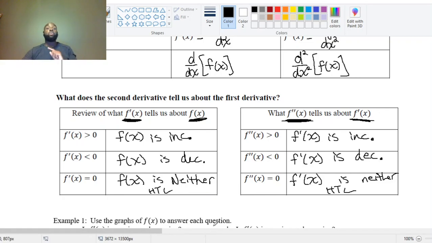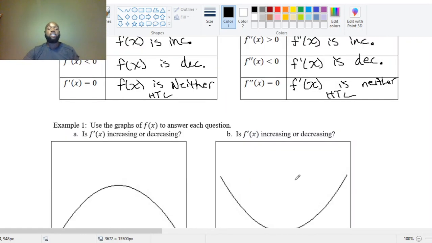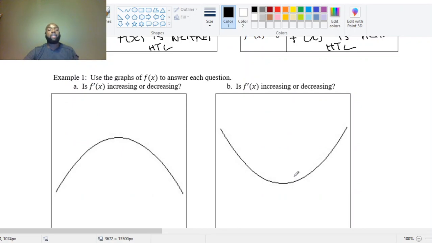Now let's get into what does the second derivative tell you about the function, all right? We know that the second derivative tells us where the first derivative is increasing, decreasing, or neither increasing nor decreasing. But what does that second derivative tell us about the entire function, the original function? And we're going to look at this here.